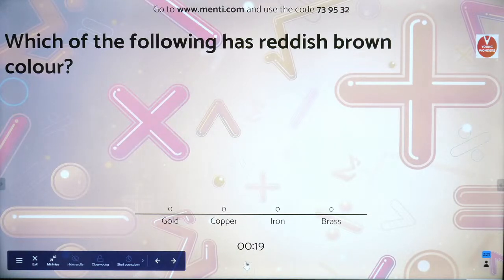Thank you so much, Kapish. Oh, that's great, Gia. Welcome to Vedantu Young Wonders. Let us see. Hi, Megan. Hello. I know, Abhimanyu, I know.